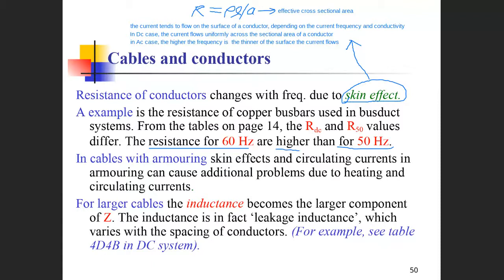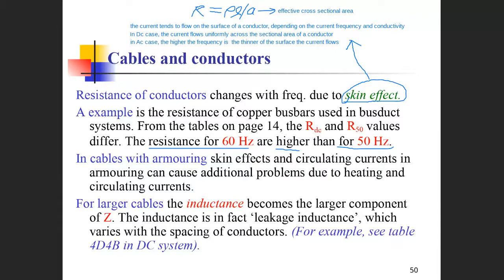In the cable's inductance, actually in chapter 2 we already showed you that there is some flux outside the conductors. The cables may be one core cable, two core cables, or three core cables. Between the cores there is some free space, or the space may be inserted with insulation materials. Depending on the materials, the leakage inductance will be different. So this leakage inductance varies with the spacing of the conductors.